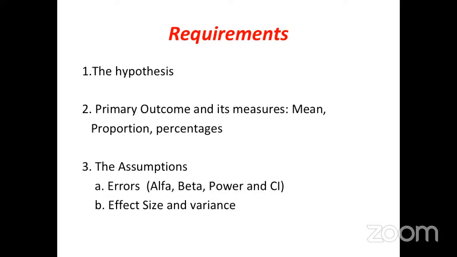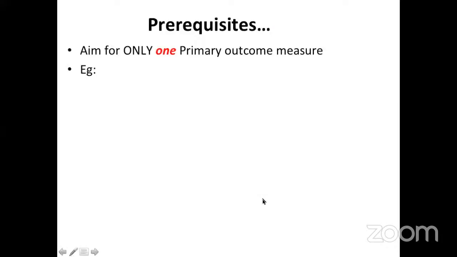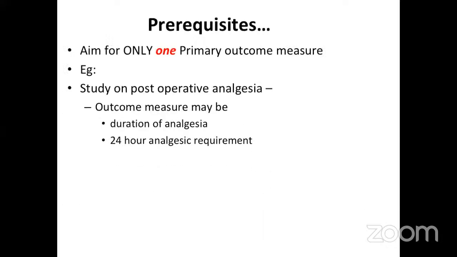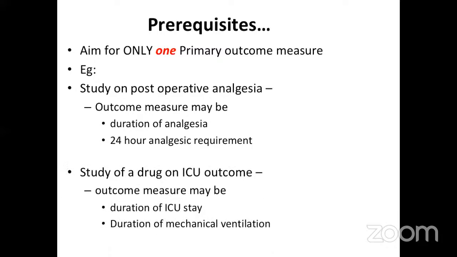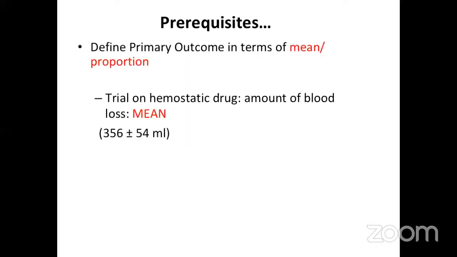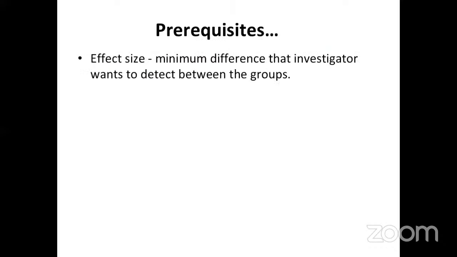And the second half is the variance. Variance is the standard deviation. That is the amount of variance you are expecting in the patient. So this again you can either assume or you can get it from the previous studies. Usually, as I told, you can aim for only one outcome measure. Already I told, in studies on postoperative analgesia, it is duration of analgesia or 24-hour analgesic requirement. If you are doing a study on a drug used in ICU, you can use the duration of ICU stay or duration of mechanical ventilation, and then describe them in terms of means and proportions.